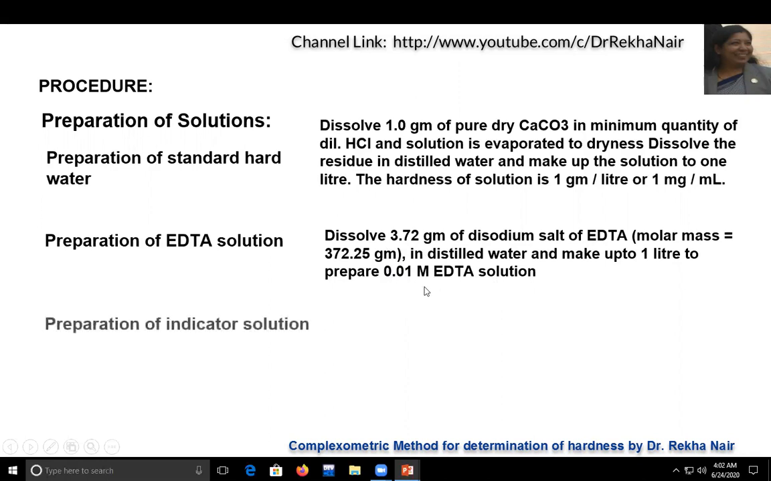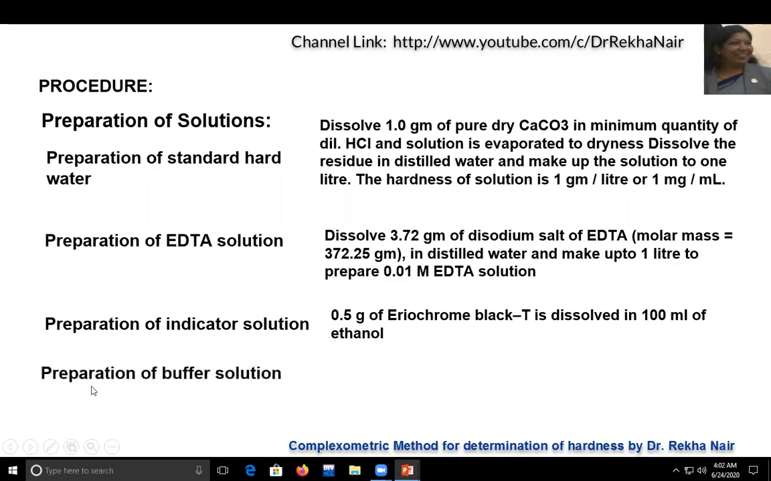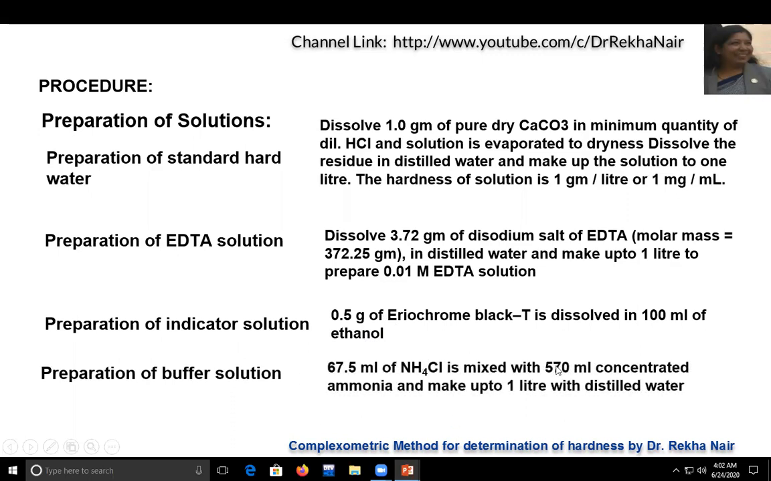For the indicator solution, that is EBT, we need to dissolve 0.5 gram of EBT in 100 ml of ethanol. As I have already discussed, EBT is a blue colored dye which is soluble in alcohol. For the preparation of buffer solution, we take ammonium chloride and ammonia, that is ammonium hydroxide: 67.5 gram of ammonium chloride and 570 ml of ammonium hydroxide. Both will be mixed and made up to 1 liter with distilled water. We get the buffer solution.